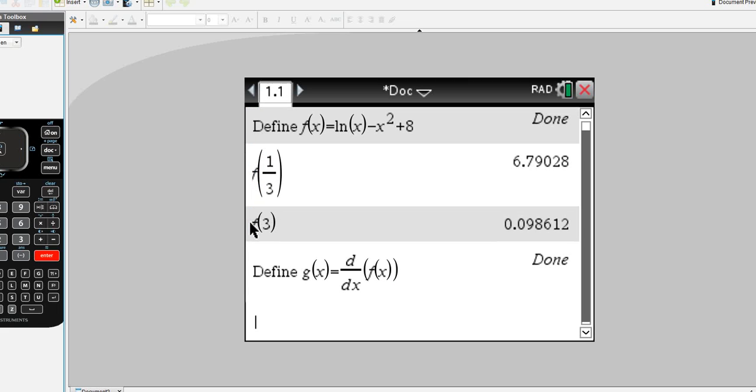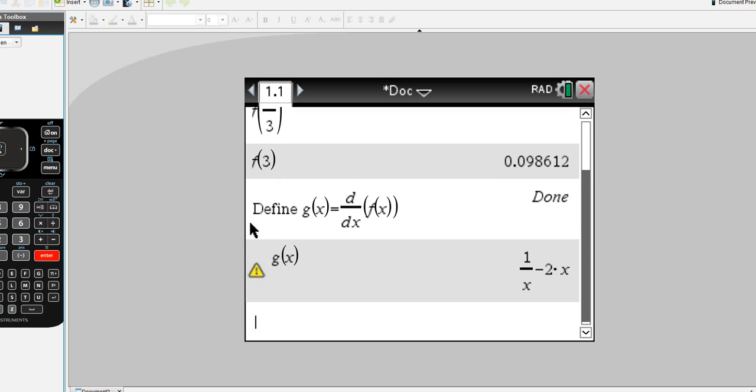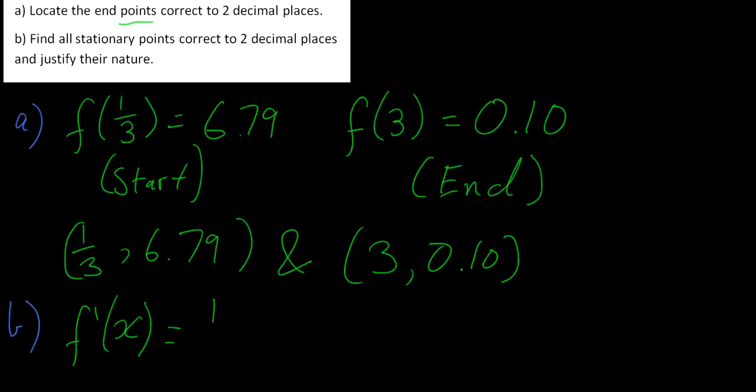You can see here that if you type in g of x, we end up with 1 on x minus 2x as our derivative. We could have done that by hand, but while we have the CAS out, just make sure that's our function. So we want to make this equal to 0 for stationary points.